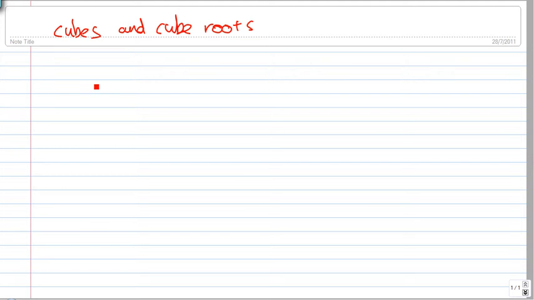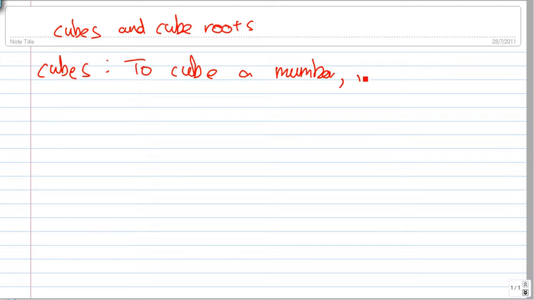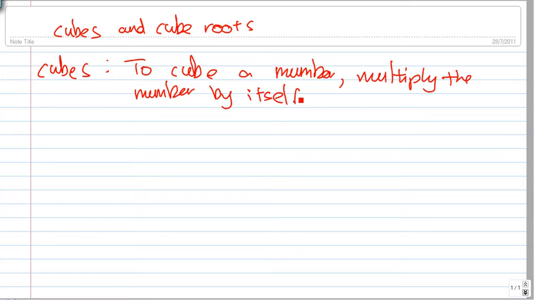Okay, I'm going to talk a little about cubes and cube roots. When you cube a number, you actually multiply that number by itself 3 times. Let me write this down. To cube a number, multiply the number by itself 3 times.